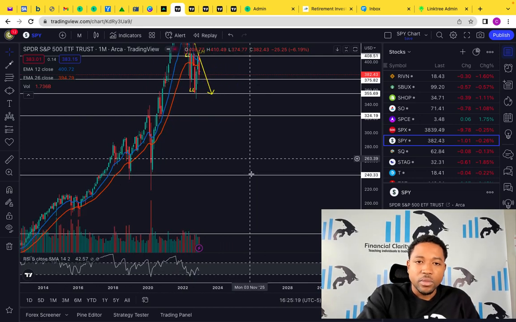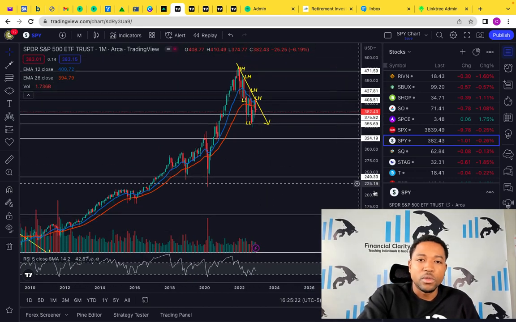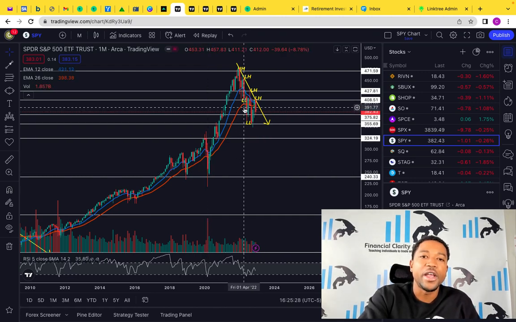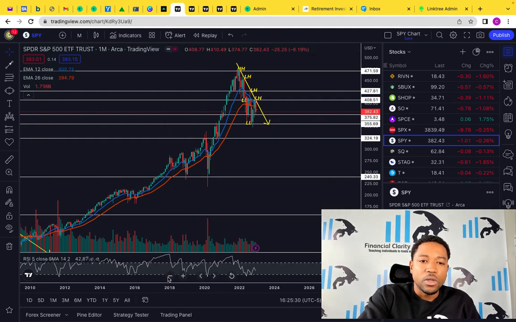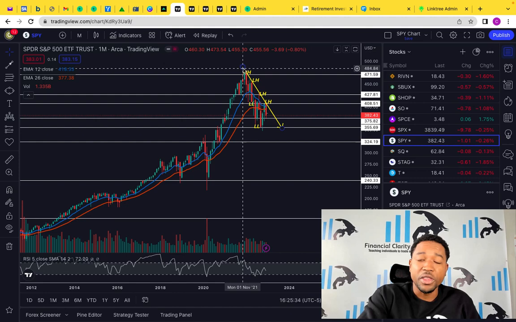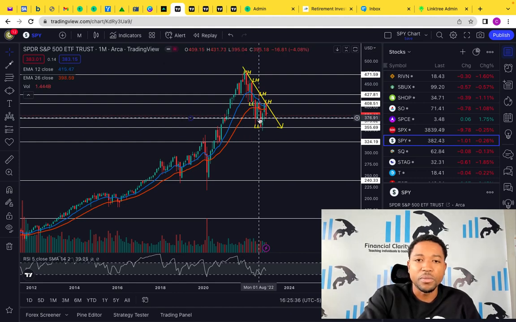COVID-19. We made a high right here in February, March 2020. Then we flushed, we immediately bounced and went higher, right? So now, what are you guys looking at? We're currently creating a monthly correction on the S&P 500, right?